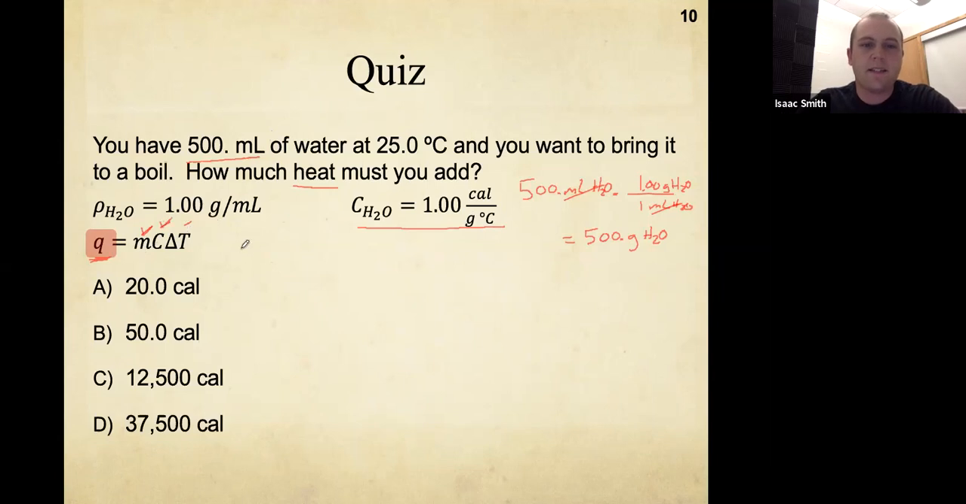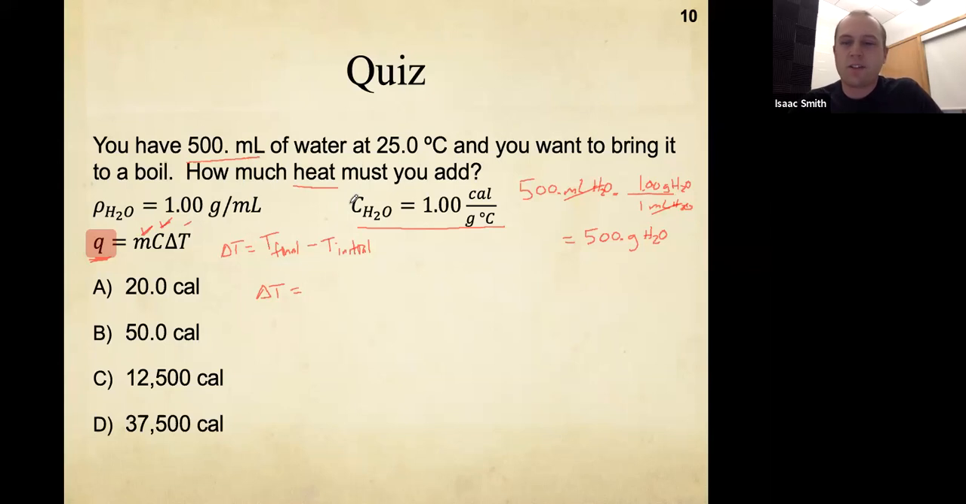And then we need delta T, right? If you remember, delta T equals the final temperature minus the initial temperature, okay? So delta T is going to equal whatever our final temperature is. The question doesn't explicitly say what the final temperature is, but it says you want to bring it to a boil, right? And water boils at 100 degrees Celsius.